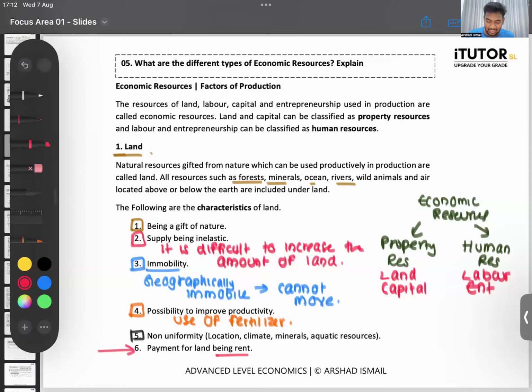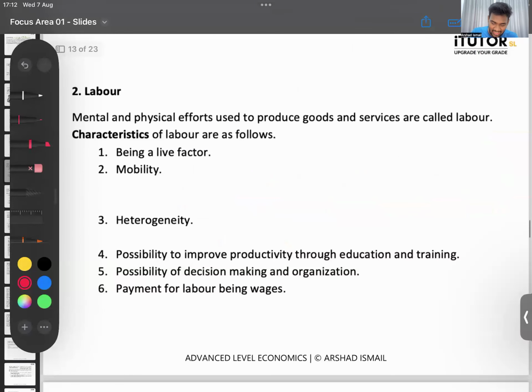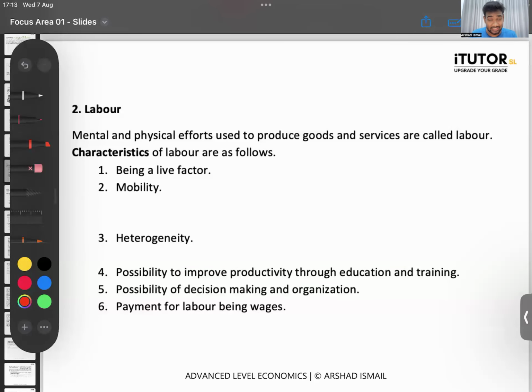Then moving on to labor. What is labor? The physical and mental efforts of people. So we say labor is a life factor, a living being. Labor is mobile. There is geographical mobility. You can move around. You don't have to work at the same place. You can work in different areas, different countries, anywhere.